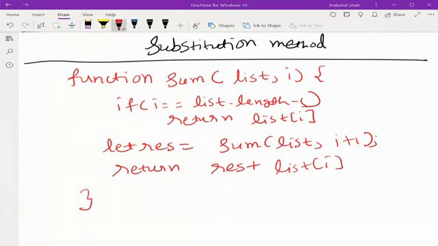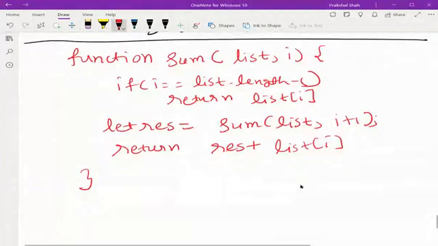Okay, let's go. So in this particular question, if you want to find your recurrence relation in this, what will you do? What will you do?